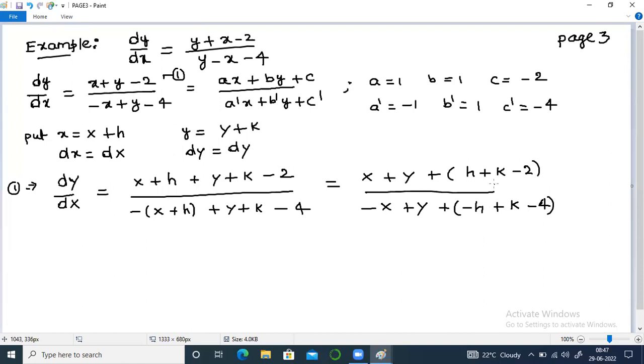So I have to make them 0. So make h + k - 2 equal to 0, and -h + k - 4 equal to 0. So now there are two linear equations with two variables h, k. You have to calculate h, k so that the numerator part in the bracket and the denominator part in the bracket are equal to 0, so that my equation becomes homogeneous.